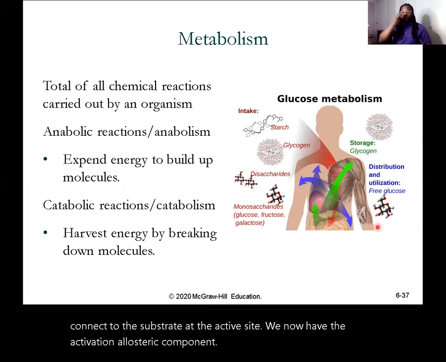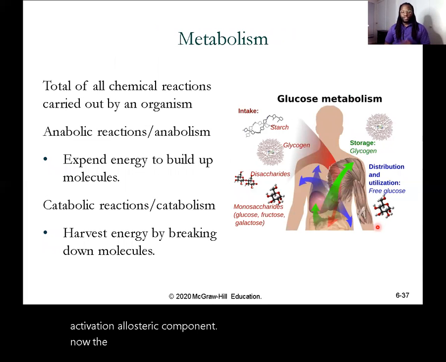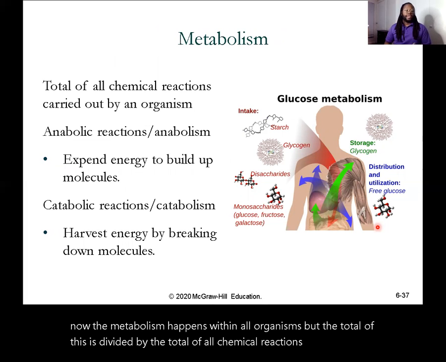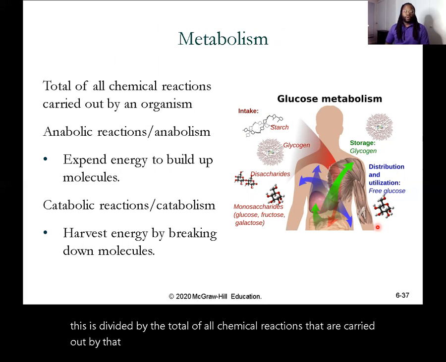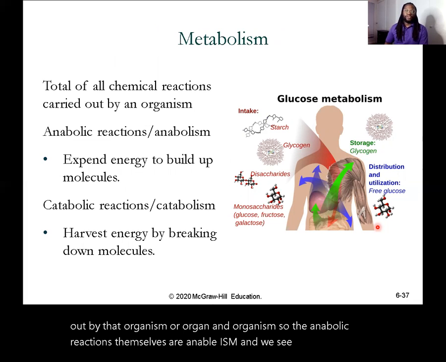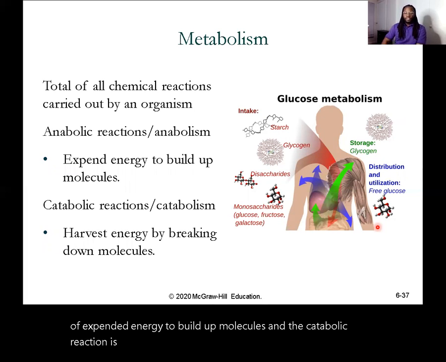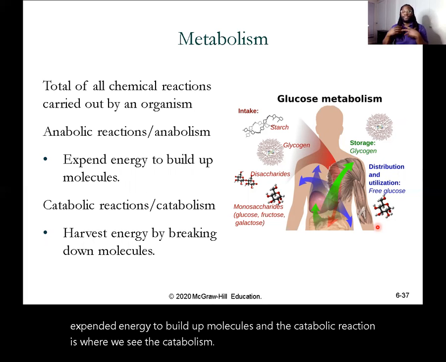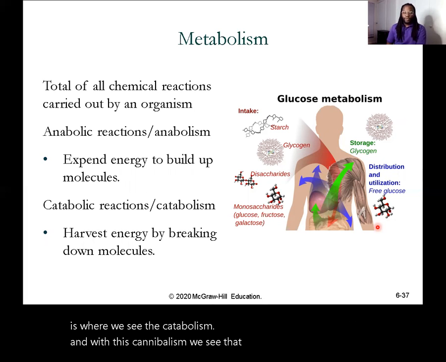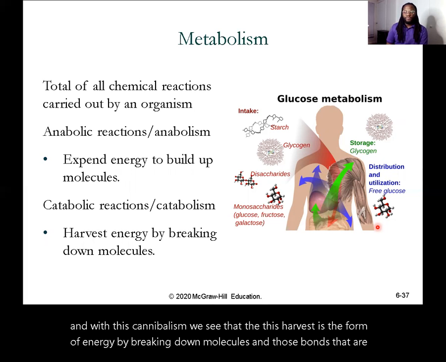Now, metabolism happens within all organisms, and it is defined by the total of all chemical reactions that are carried out by that organism. The anabolic reactions are anabolism, and we see that this is a form of expended energy to build up molecules. And the catabolic reaction is where we see catabolism. With catabolism, we see that this harvests energy by breaking down molecules and those bonds that are found within foods.